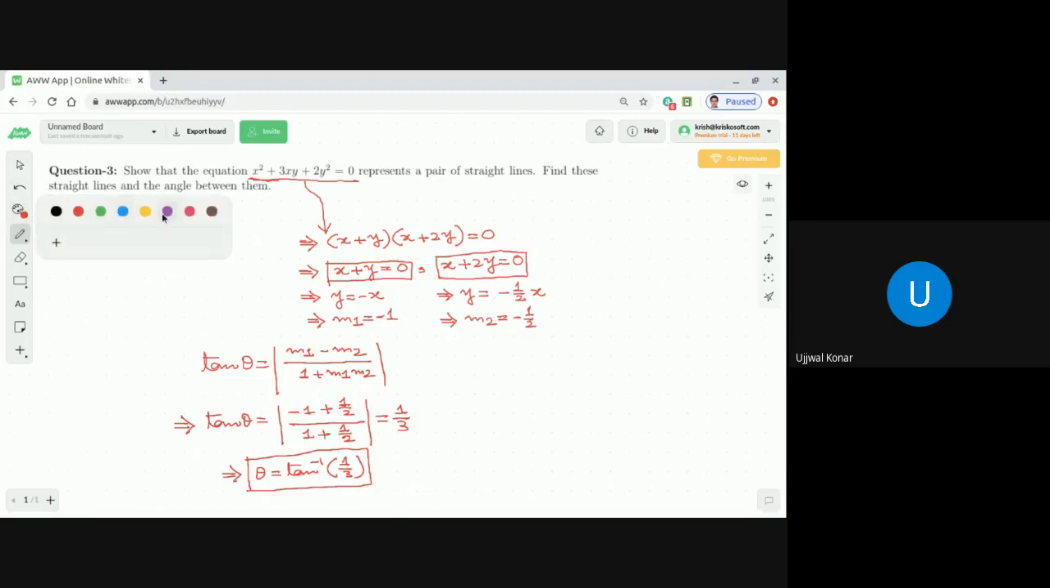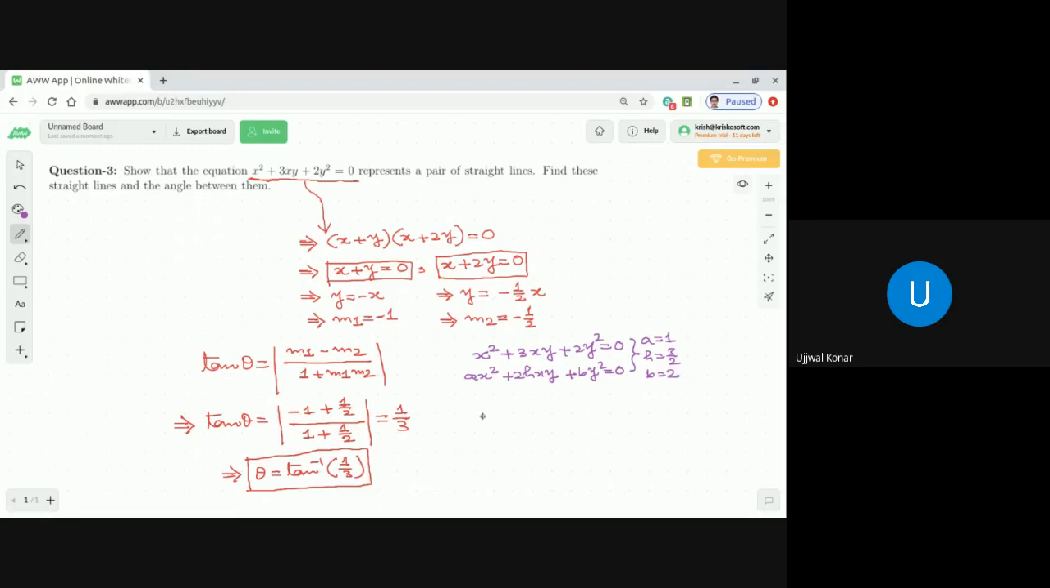Means if I use a different color, dear students, that equation is what? x square, the pair of straight line joint equation, the homogeneous equation, plus 3xy plus 2y square equal to 0. If you resemble with ax square plus 2hxy plus by square equal to 0, so what we get, dear students? We get a is equal to 1, h is equal to 3 by 2, correct? And b is equal to 2.